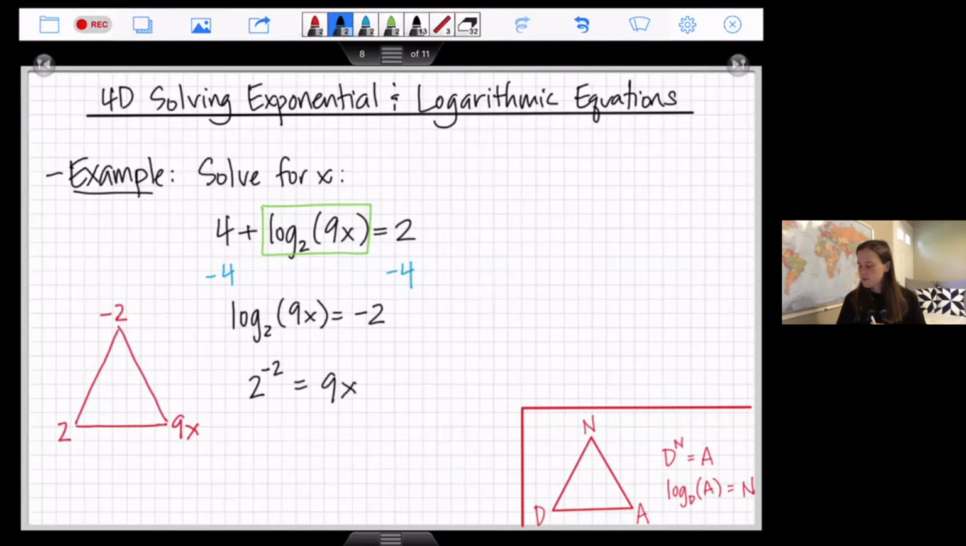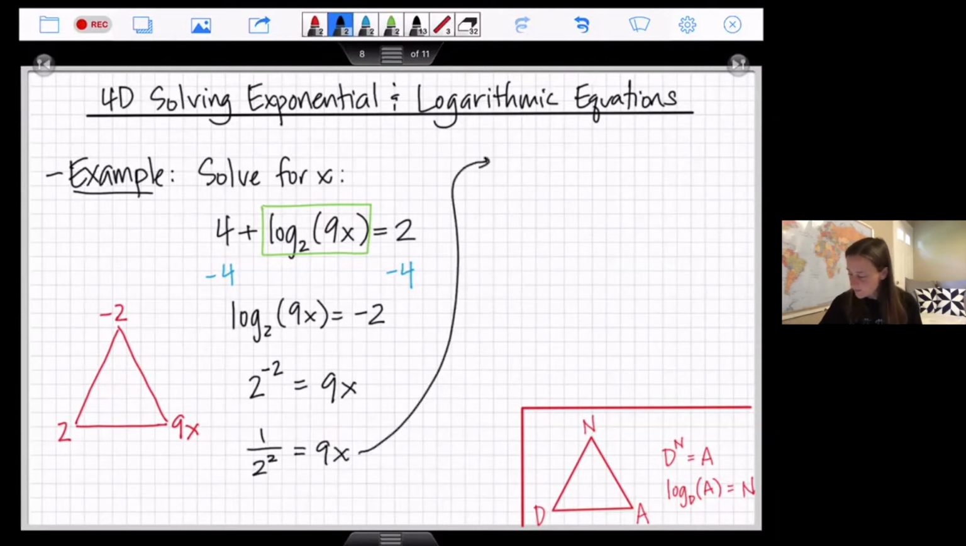All right. It's not going to be too hard to solve, but let's think about 2 to the -2. That's actually 1 over 2 squared, which is 1/4. So I've got 1/4 equals 9x. And all I have to do to solve for x is to divide by 9 on both sides. I do have to be careful here, though, because now I'm dividing fractions. So I'm going to think about this fraction down here as 9 over 1. So that I can do keep, change, flip, or however you learned to divide fractions.